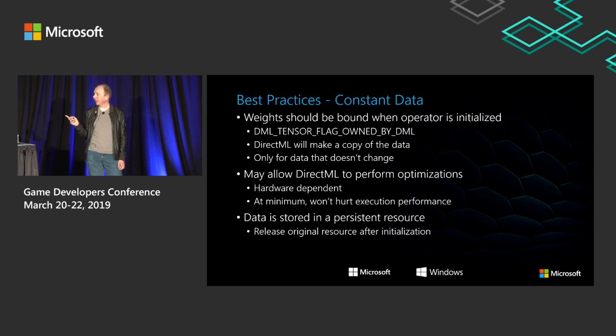Finally is constant data. So in machine learning, you'll typically have some data that's not going to change after your model's been trained. Notably, these are your weights. When you do, you can provide those when you initialize the operator using that flag, DML_TENSOR_FLAG_OWNED_BY_DML. This means that, again, as Adrian described, DirectML can make its own copy of the data. This really can only be for data that will never change because you basically lose control of it after DirectML makes its copy. The benefit here, though, is it can provide those optimizations based on your hardware.